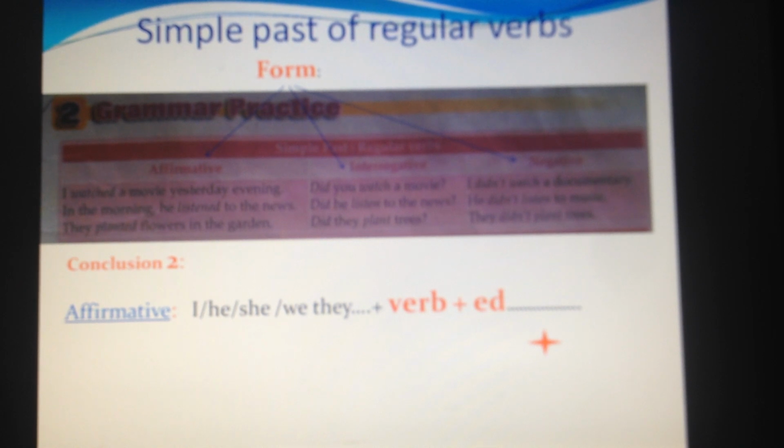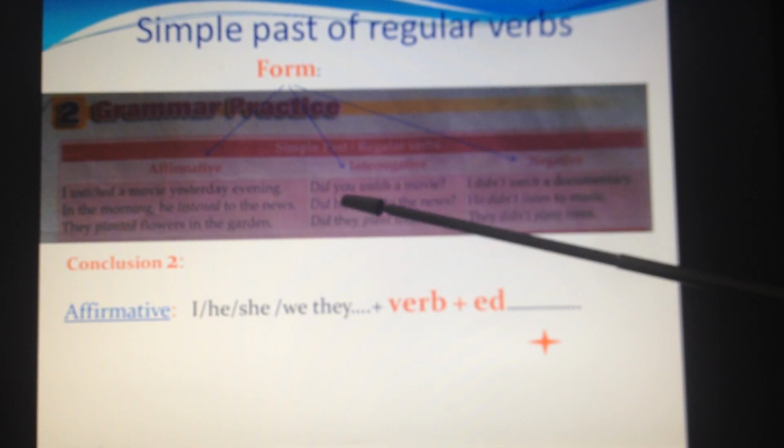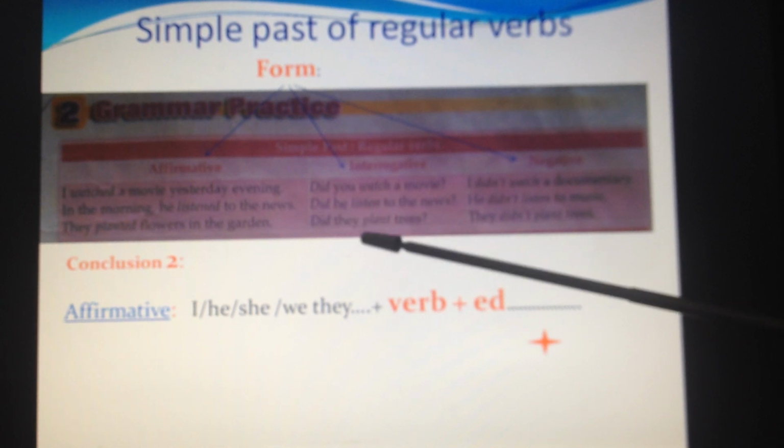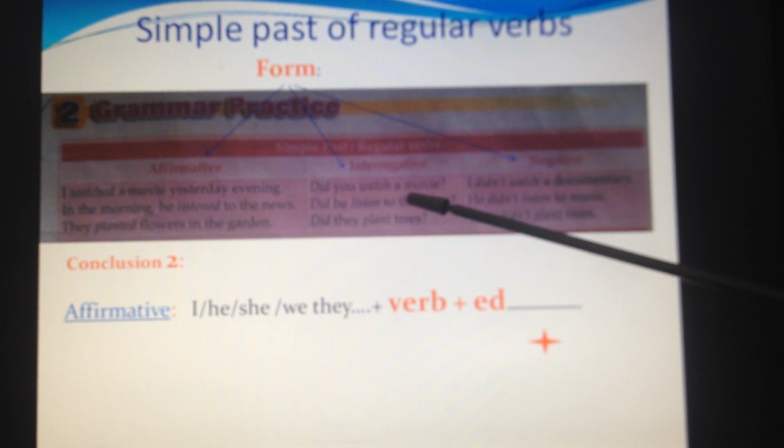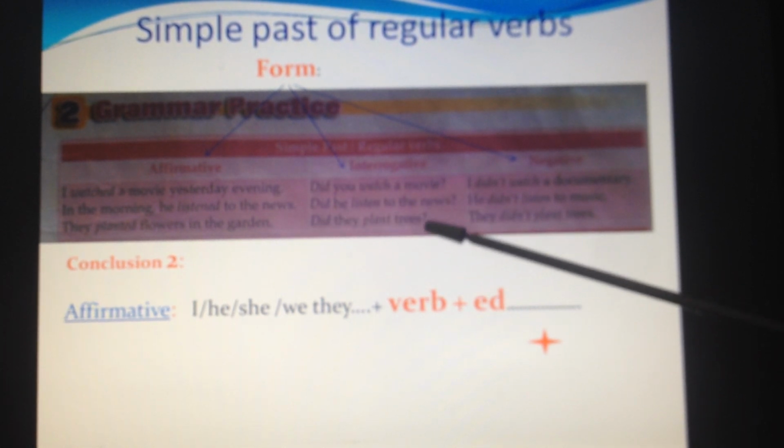Okay, now let's move on to the interrogative, the questions. Did you watch a movie? Did he listen to the news? Or when did he listen to the news? Did they plant trees? Where did they plant trees? Okay, so notice the form of interrogative.